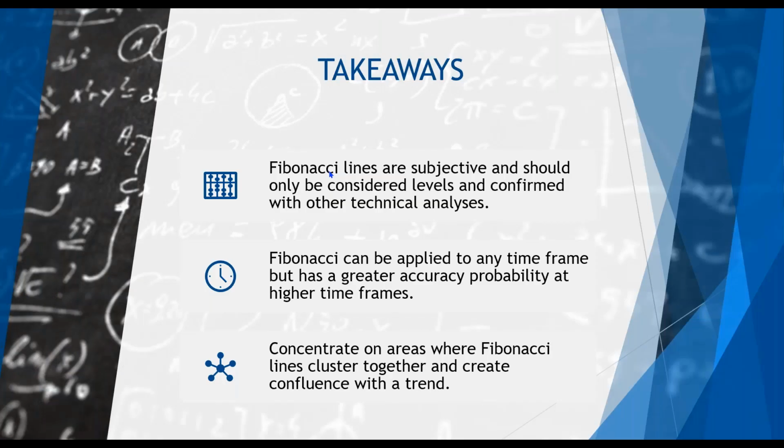So a couple of takeaways. First of all, Fibonacci lines are subjective and should only be used as considered levels, not absolutes. And we still need to use other confirmations. So candlesticks, moving averages, trend lines, RSIs, MACDs, Bollinger Bands. I didn't get to show you that on that gold trade.